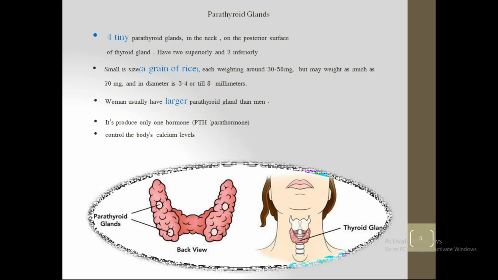Okay, women usually have larger parathyroid glands than men. It produces only one hormone, called parathyroid hormone, which is responsible mainly for the control of one's blood calcium level.